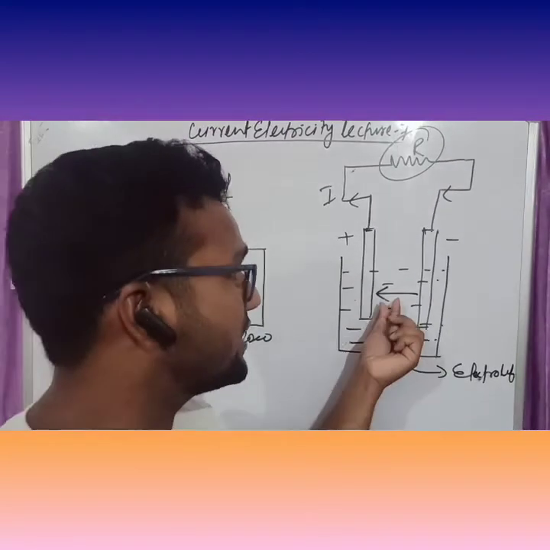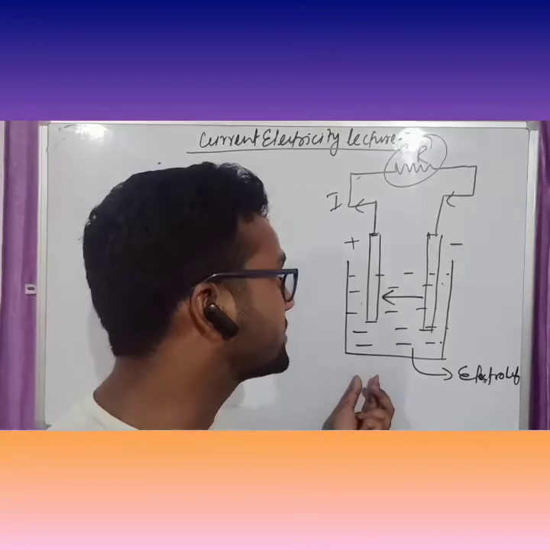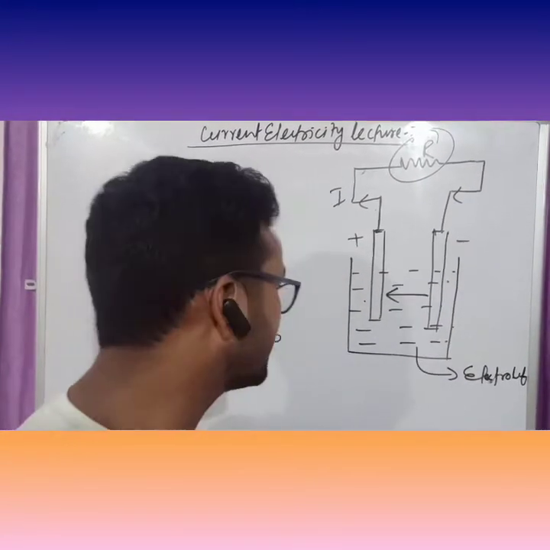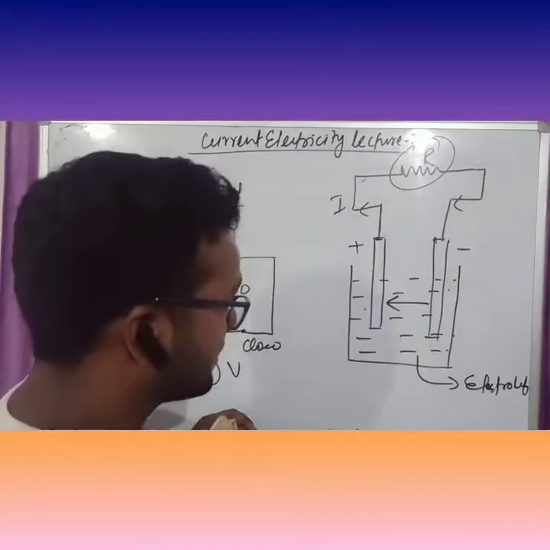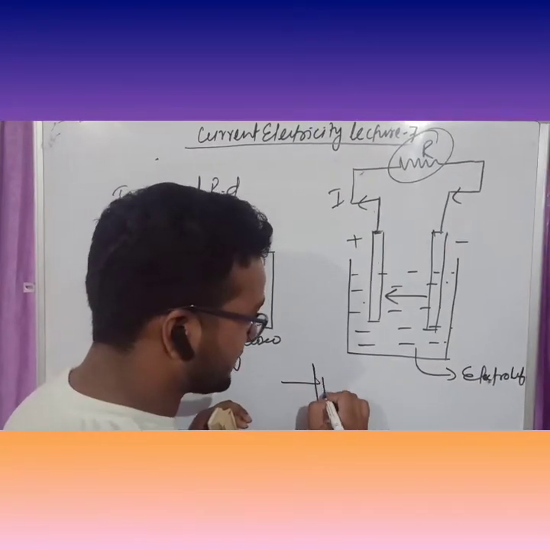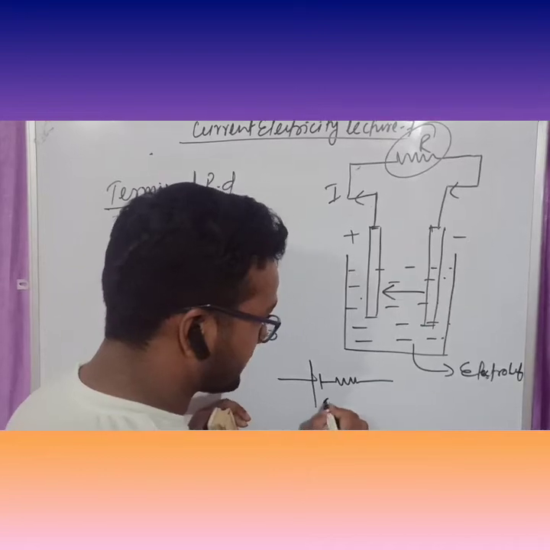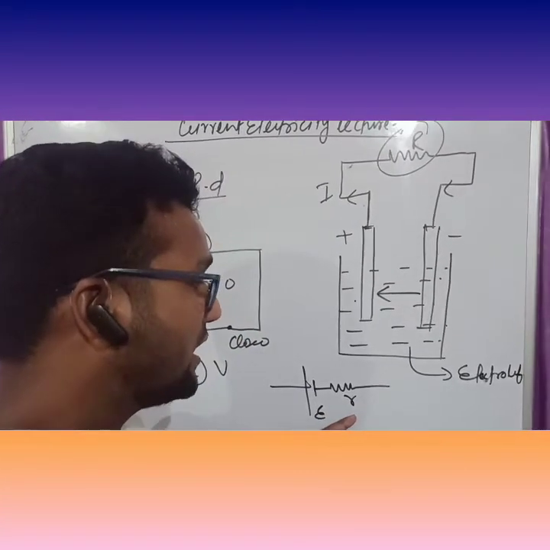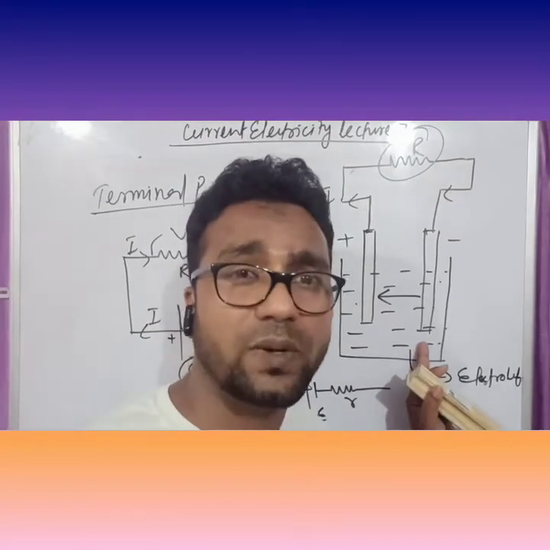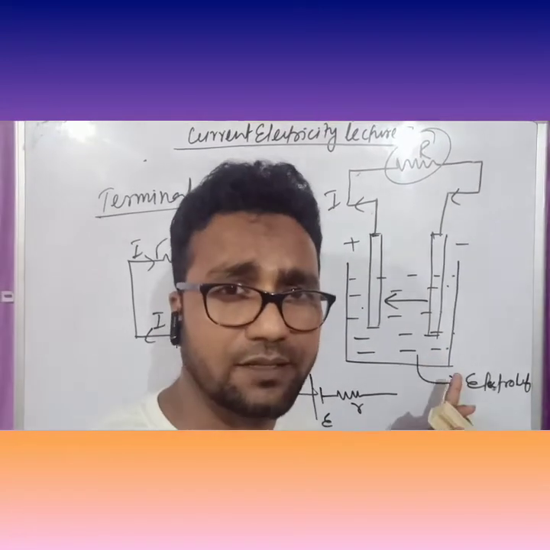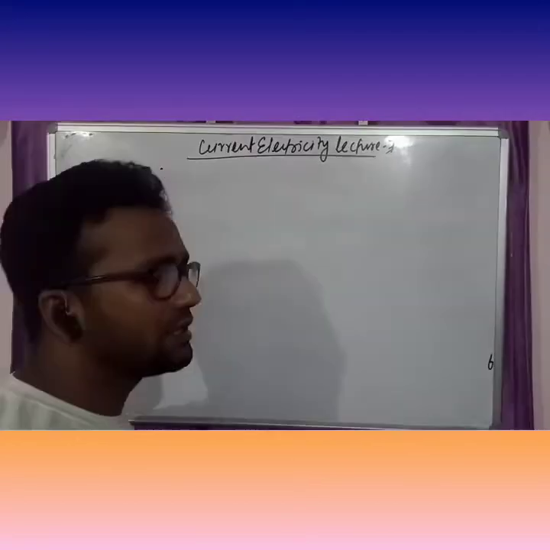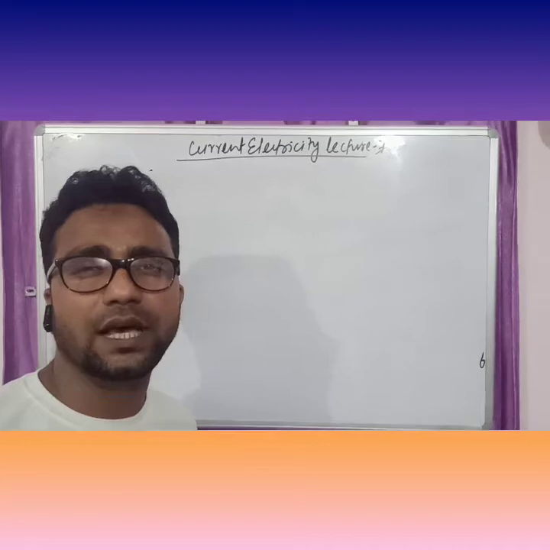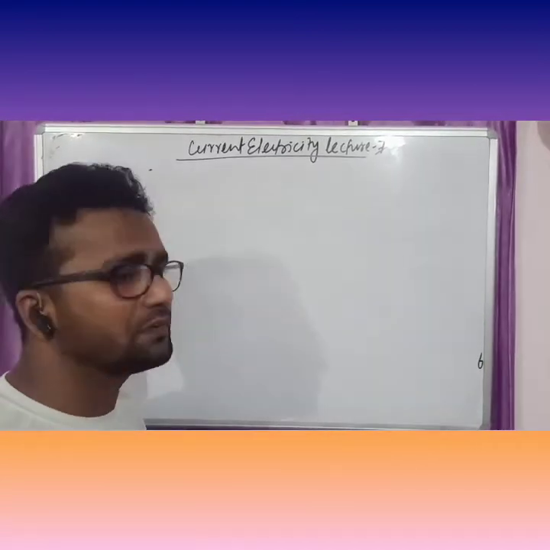So in this case, the electrolyte offers some resistance, and that resistance is known as internal resistance, as I discussed earlier in the symbolic representation. This is the EMF, and this one is the internal resistance of the cell, and this internal resistance is offered by the electrolyte of the cell. Here we will see the relation between terminal potential difference and EMF. What will be the relation?